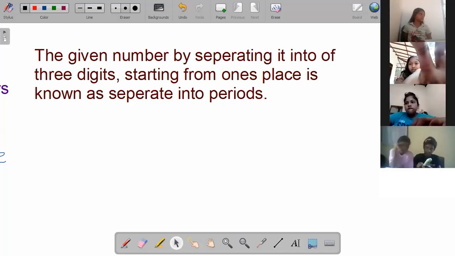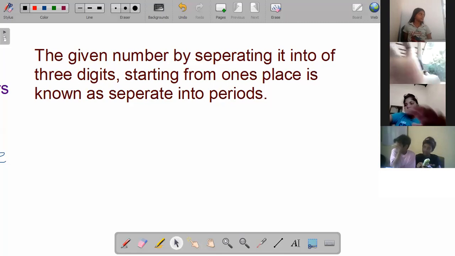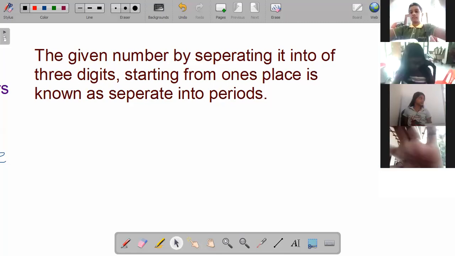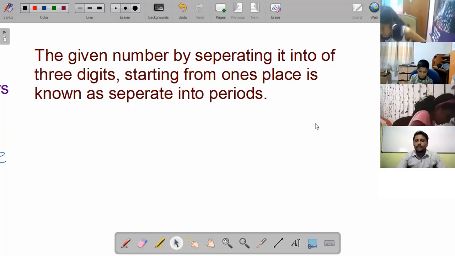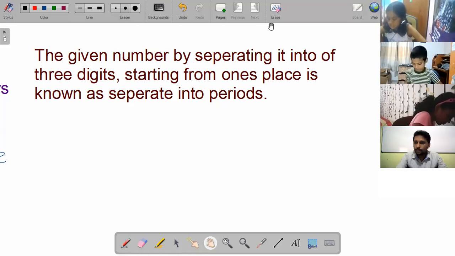Right, I think a lot of students now finish this work, no? Okay. Right. Then you write down some examples. If any student is still writing, inform me, okay? If you are still writing, tell me. You can unmute and you can give the answer, okay?